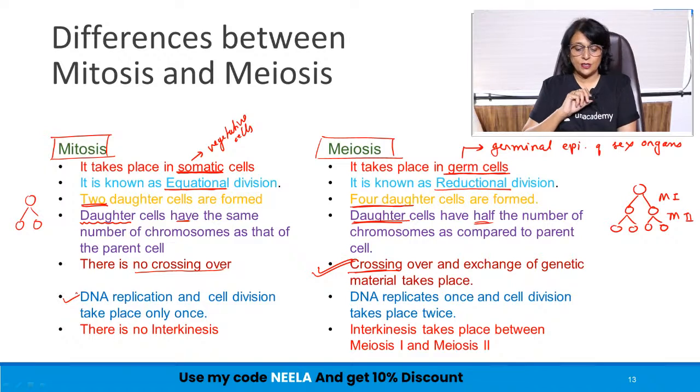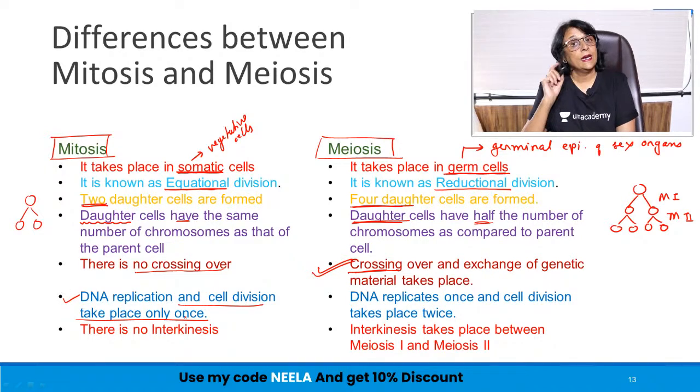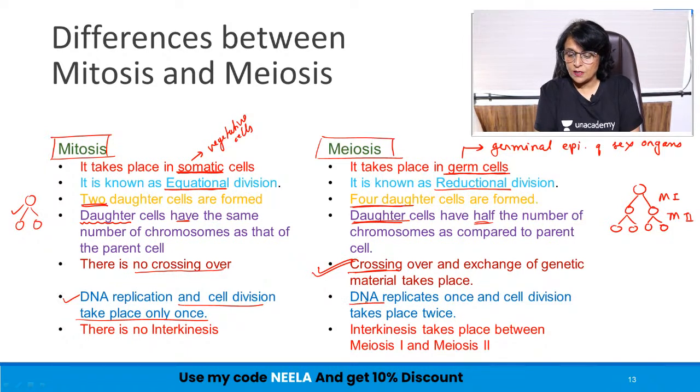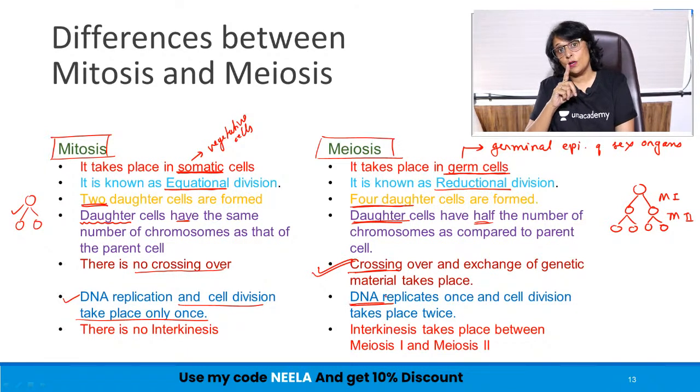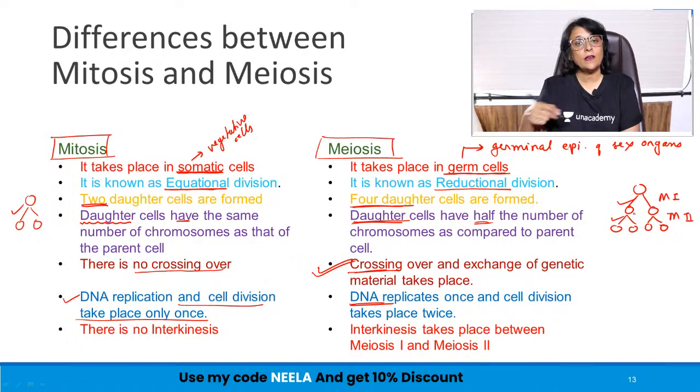DNA replication and cell division, both are only once. DNA replicates in S phase of interphase, and then there is only one division. So one division is visible here. So DNA replicates in S and the cell divides only once. Whereas in meiosis, DNA replicates only once in S phase, but the cell divides 2 times. One is in meiosis 1 and then in meiosis 2.